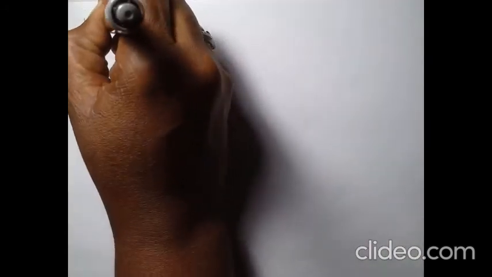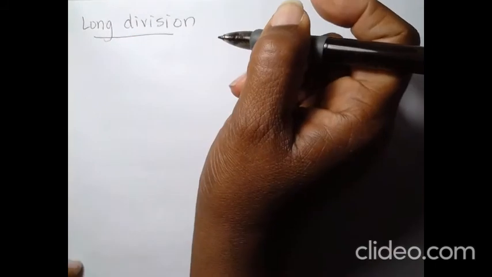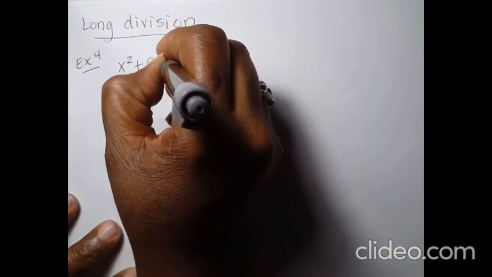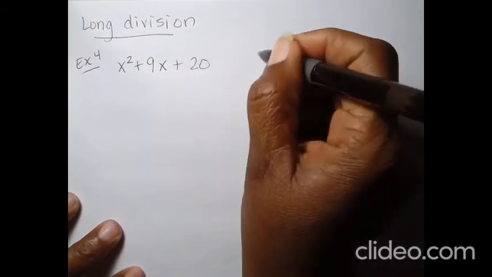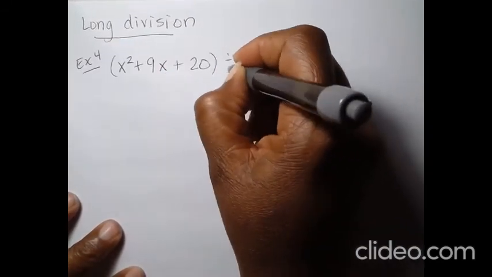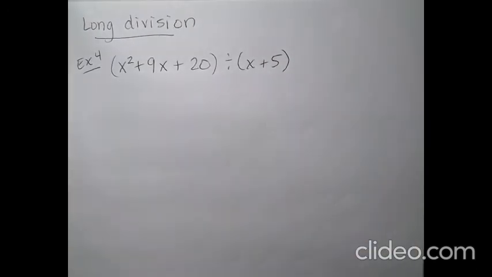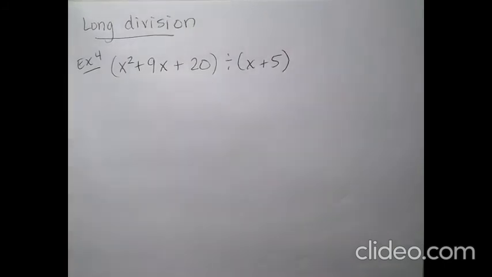Now let's go with long division. How do we use long division to divide polynomials? Well, the reason you need long division is when you're dividing by a binomial or larger, you need to do long division or synthetic division. In this video, we're only going to cover long division, but we're taking x squared plus 9x plus 20 and we're dividing by x plus 5.